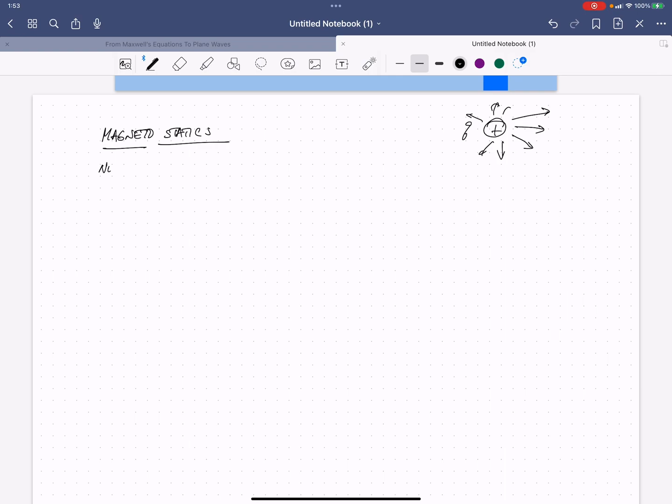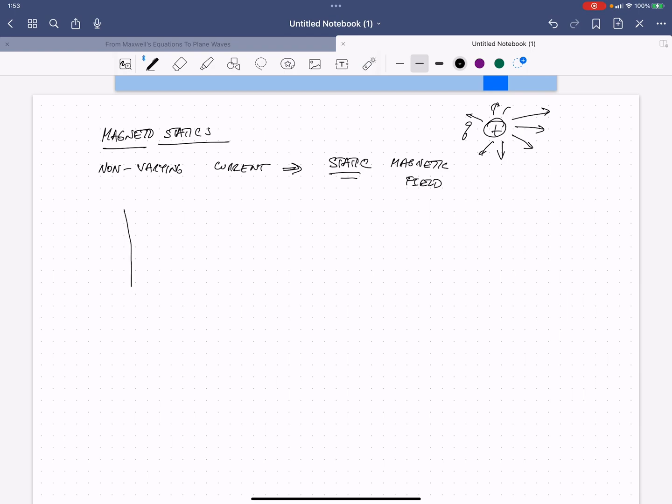So non-varying currents create a static magnetic field. Static means doesn't change with time. So that's the idea behind magnetostatics. Okay. So what does a non-changing current mean?